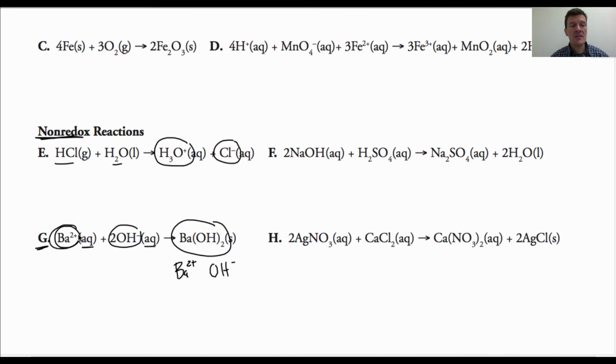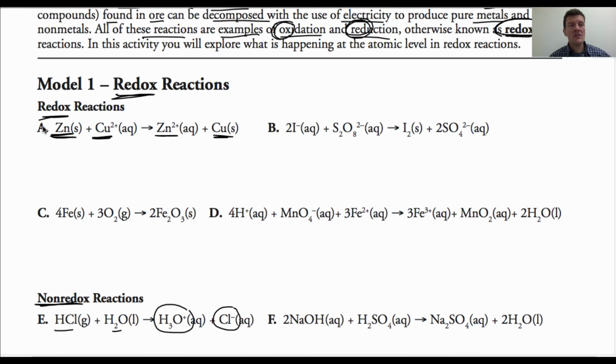But notice, barium on this side has a 2+ charge, barium on this side has a 2+ charge. We're going to start calling those oxidation numbers. Over here, hydroxide is a -1. Here, hydroxide is a -1. So there's no change. But as I mentioned before, up here in the group of redox reactions, there is a change in the oxidation numbers.